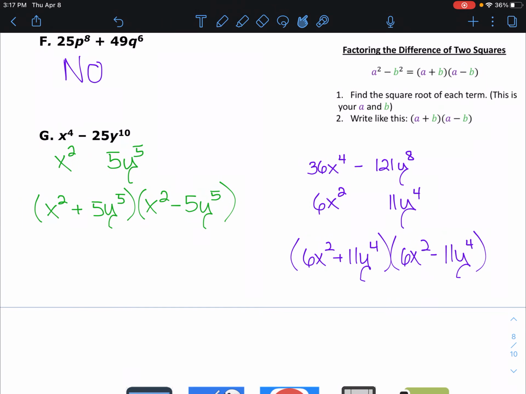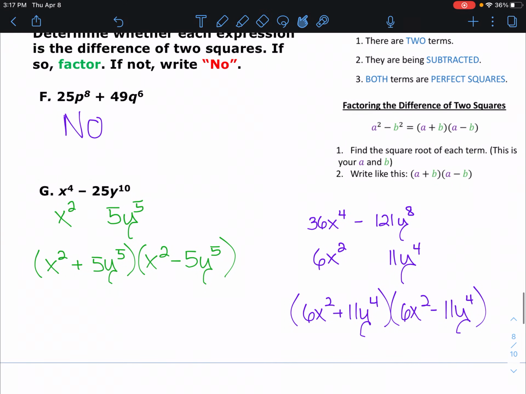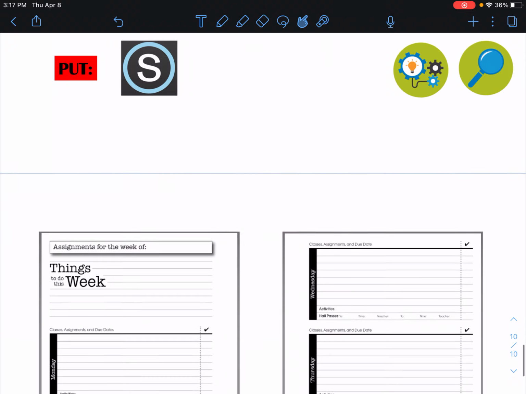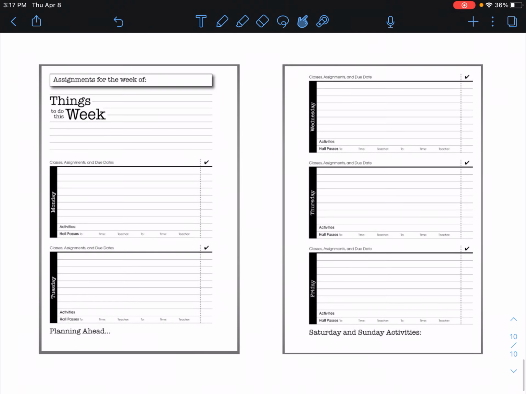I hope this makes sense. That is the difference of two squares. You want to write this into your planner, and once you get done, check it off once you've submitted to Schoology. All right.